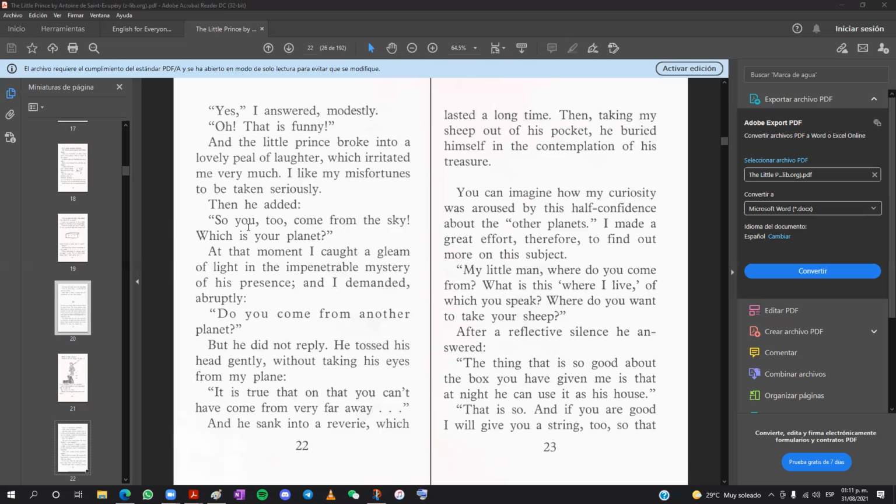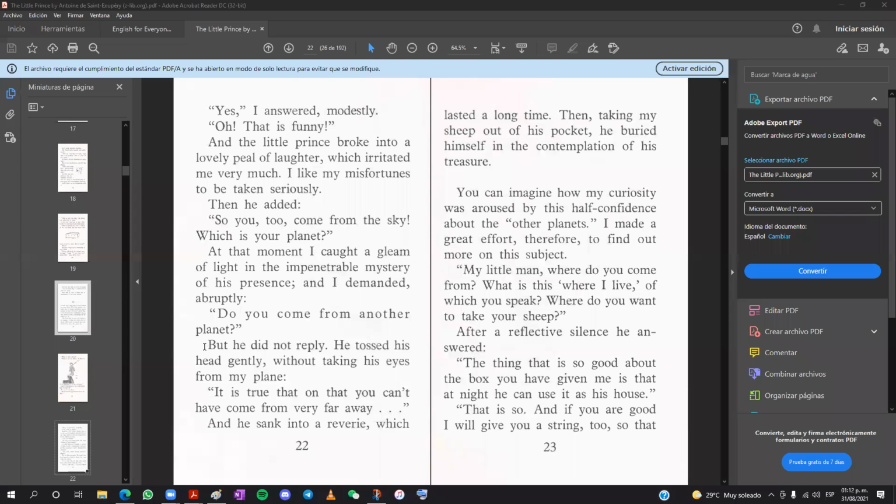Entonces, él añadió, entonces tú también vienes del cielo. ¿Cuál es tu planeta? En ese momento, capté un rayo de luz en el impenetrable misterio de su presencia y le pregunté abruptamente, ¿de qué otro planeta vienes? Ajá. ¿Quién quiere continuar? ¿Puedo yo otra vez? Sí, está bien.